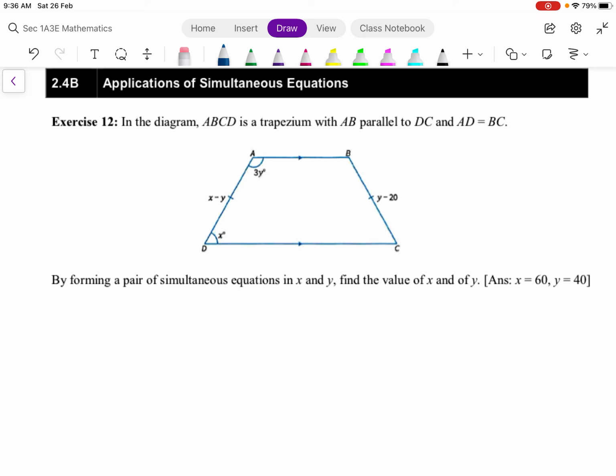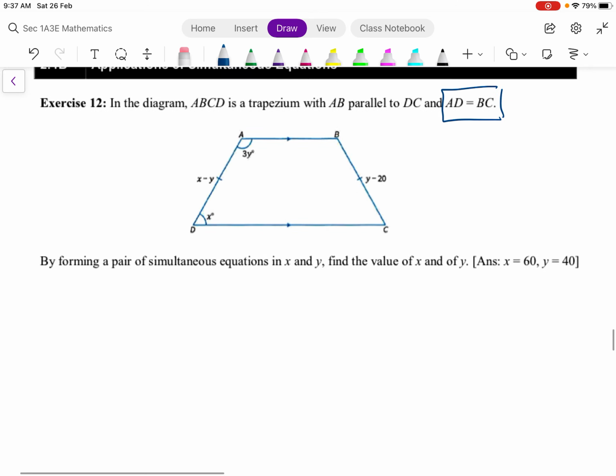So here we have a trapezium, ABCD. AB is parallel to DC quite clearly, and they tell us that AD equals BC. So that is an equation over there already. We also know that our angles over here, they have to add up to be 180 degrees. So reason is our interior angles parallel lines. So this is an example of how we can combine different topics into one question.